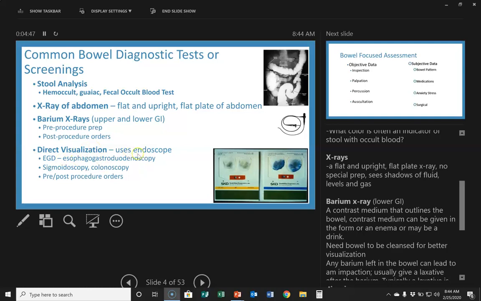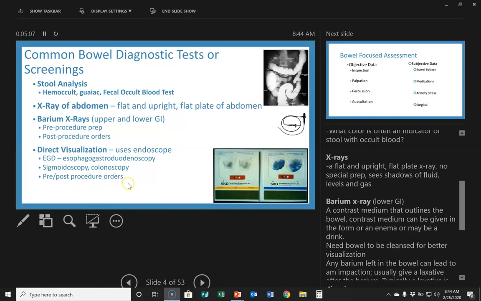Direct visualization can be done through what's called an endoscope. So whenever you see scope, you think of a camera. An EGD is going to be looking at the esophagus, the stomach, and in that first small intestine segment, the duodenum. And then we can do a colonoscopy or sigmoidoscopy to look at the large colon.